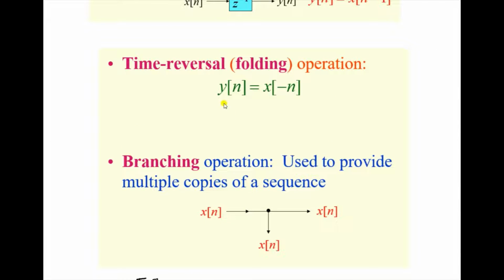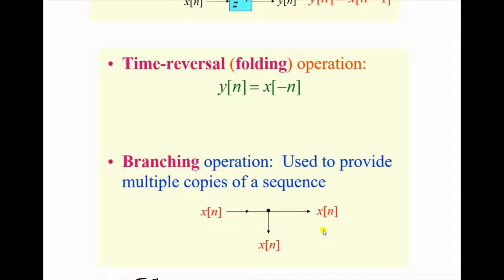folding operation, this is where the sequence is mirrored at n equals 0. So all the right side of the sequence goes to the left side and the left side goes to the right side. And then the last one is the branching operation. It is used to provide multiple copies of a sequence. So when a sequence goes into a branch, or goes into a node, it will make copies of itself.